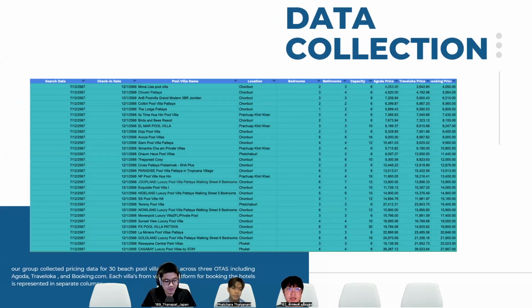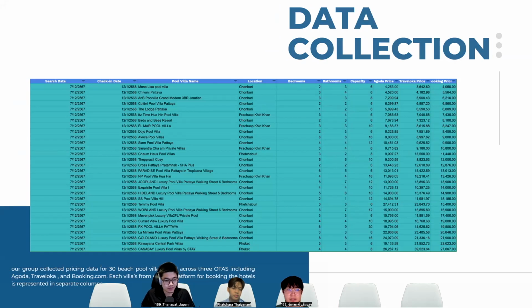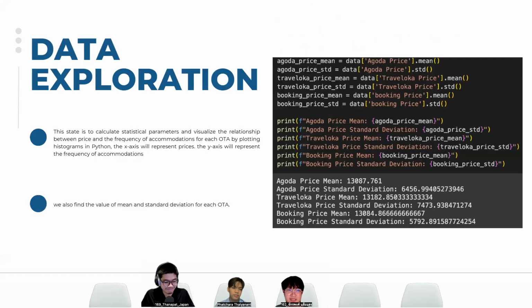This is the data exploration. This stage is to calculate statistical parameters and visualize the relationship between price and frequency of accommodation for each OTA by plotting a histogram in Python. The x-axis will present the price. The y-axis will present the frequency of accommodation. We also find the mean and standard deviation for each OTA.